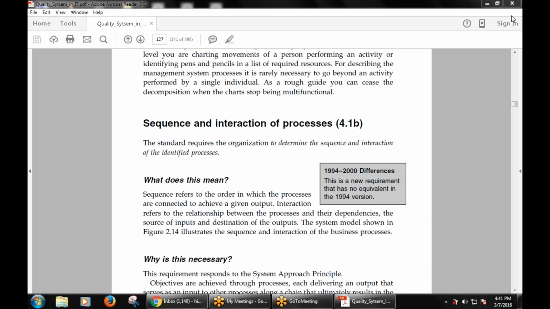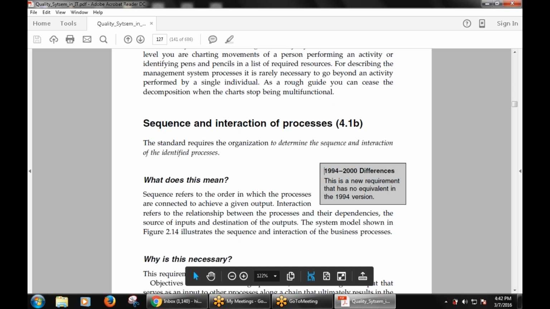So the standard requires the organization to determine the sequence and interaction of the identified processes. Whatever sequence and identified processes are required by the standard, it requires the organization to determine them. That means identifying the main sequence and the interaction of the processes that is required.